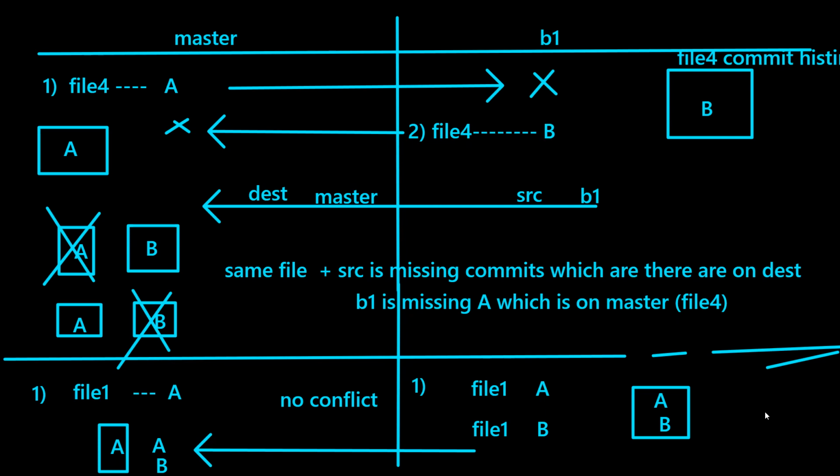Whenever you get a conflict, this is why: the source will be missing some commits which are there on destination for that particular file. Then you get a conflict. Even though it's the same file, in the second use case we don't have a conflict. This is what happens at the back end. If you have clarity on why you get a conflict, you can resolve them very easily. Now let's see how to fix it.